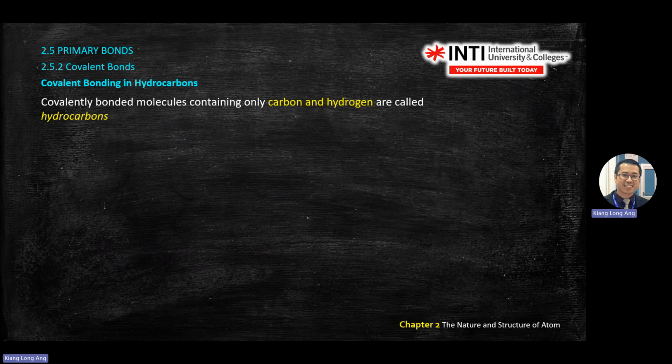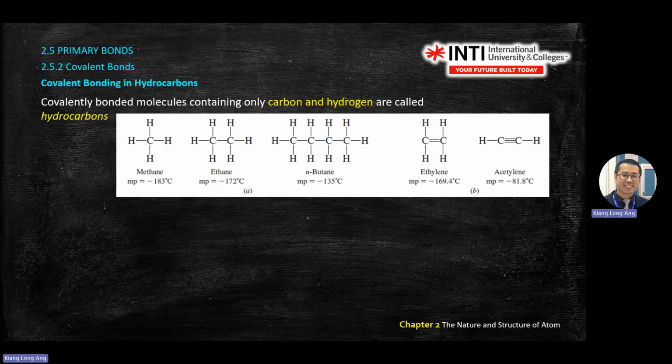Hydrocarbon, that one is an important element because we are living in Malaysia. We produce lots of petroleum. So hydrocarbon is very important for our country. So, covalent bonding in hydrocarbon. Hydrocarbon means you have carbon and H, C and H. You combine these two, it becomes hydrocarbon. You have H and C in different ratios, and they give you different names. For example, methane, ethane, butane, ethylene, and acetylene.